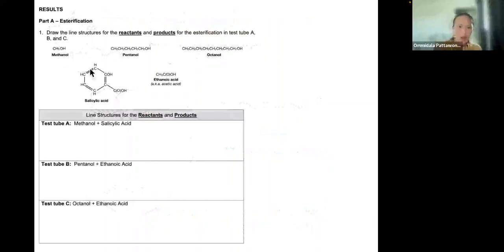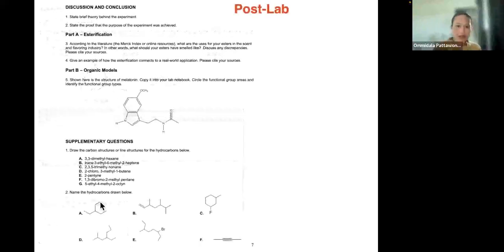Again, for part A, you will use the concept of line structure that I just went over to apply to these carboxylic acid and alcohol. For the supplementary question, please note that you are going to learn how to name these organic molecules in class. Once you learn in class, you should be able to complete this part.